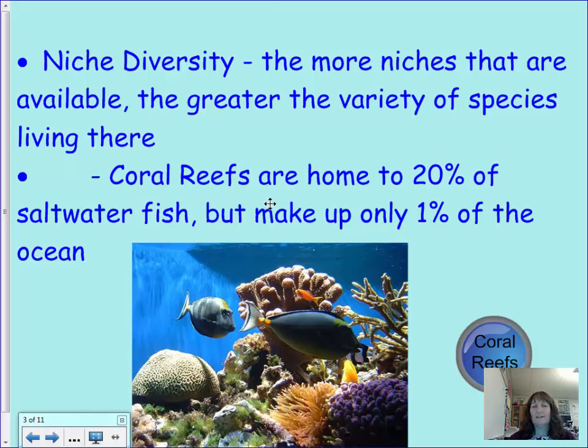For instance, coral reefs are home to 20% of the saltwater fish, but they only make up 1% of the ocean. So there's an example of niche diversity. There's lots of different niches in the coral reef, and that's what makes it such a great place for lots of different species of ocean organisms to live.